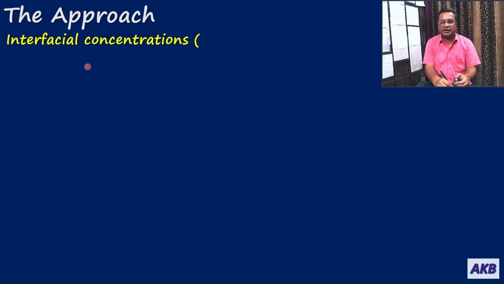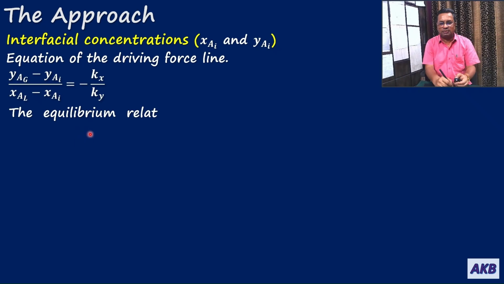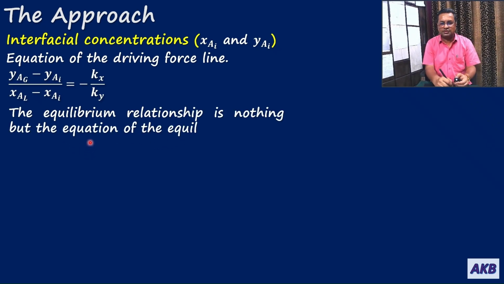First, we will be finding out interfacial concentrations, that is XAI and YAI. For that, we will be using the equation of the driving force line, which is nothing but (YAG minus YAI) upon (XAL minus XAI) equal to minus KX upon KY. And then we will be using the equilibrium relationship, which is nothing but the equation of the equilibrium curve.